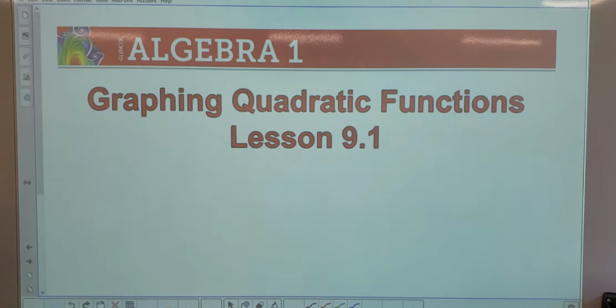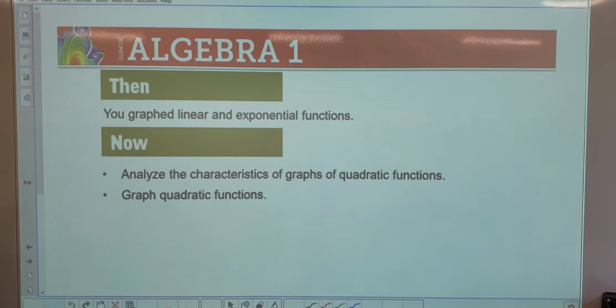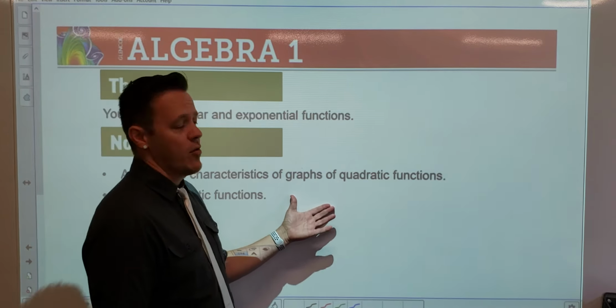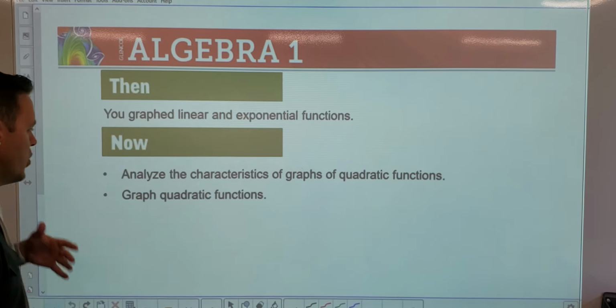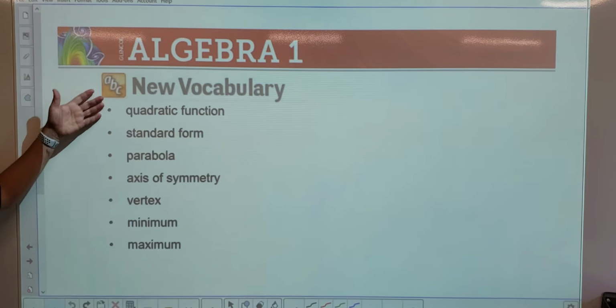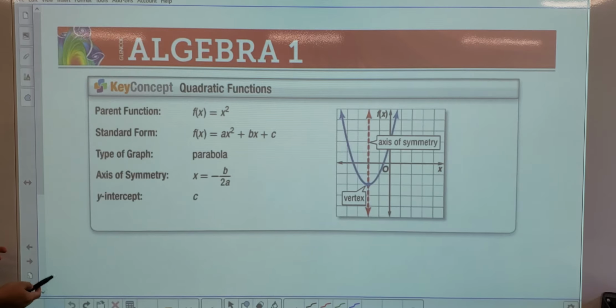So this is called graphing quadratic functions, but we're going to be hand graphing. We're not using Desmos or anything like that because we're going to be analyzing the characteristics of the graphs of a quadratic function. We will be doing a little bit of graphing on it, but not too many. There are some vocabulary terms we're going to be covering as we go through this. Some of these you've seen before, some not.